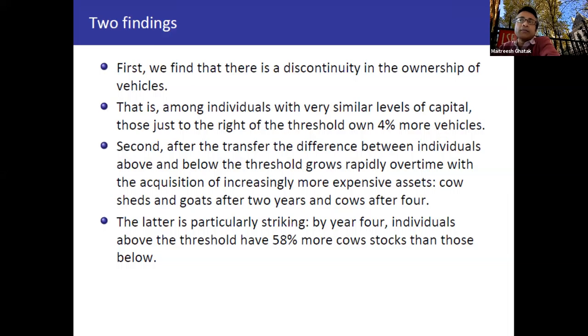So that clearly seemed to be an important asset differential that was driving how some people could take advantage of it, and others couldn't. What's also interesting is that after the transfer, the difference between the individuals above and below the thresholds grows rapidly over time with the acquisition of increasingly more expensive assets: cow sheds and goats after 2 years and cows after 4. This is the kind of assets that those above the threshold accumulate over time.